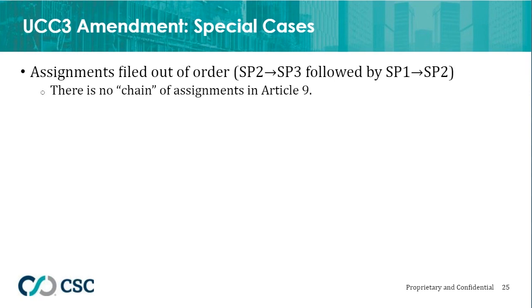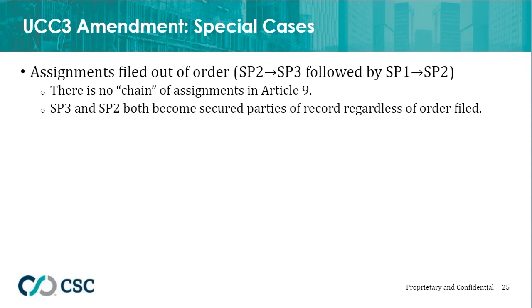And as a result, the effect of them being filed out of order is the same. Both of the assignees become secured parties of record, regardless of the order in which the assignments are filed, and there is no priority effect. They both become secured parties of record based on the priority of the financing statement, not the priority of when the assignments were filed. So really, there is no harm. Of course, like I said, the courts haven't addressed this specific issue yet, but it shouldn't cause a lot of loss of sleep if this is to occur.